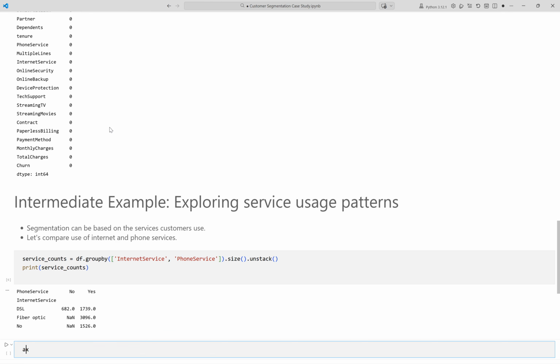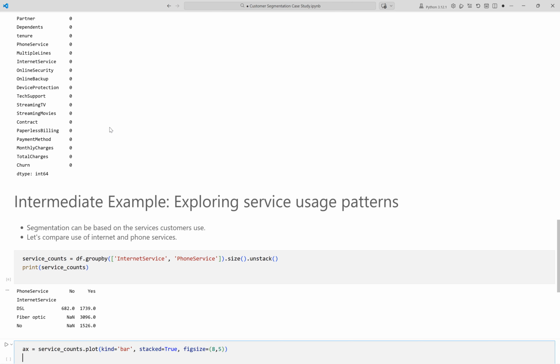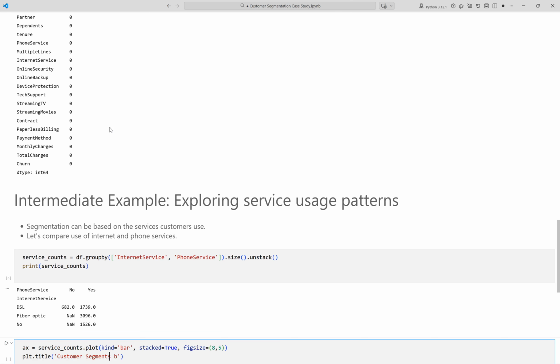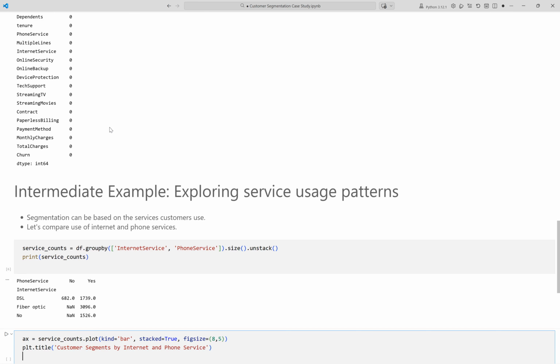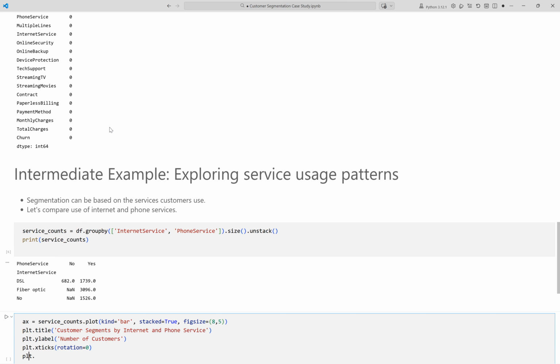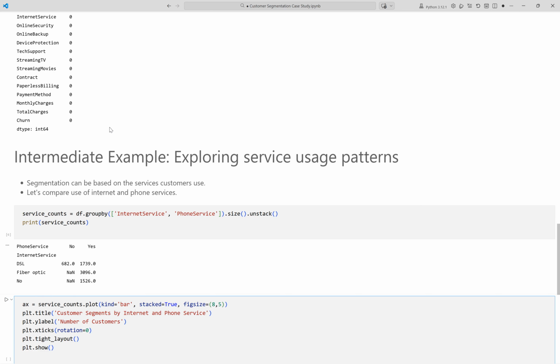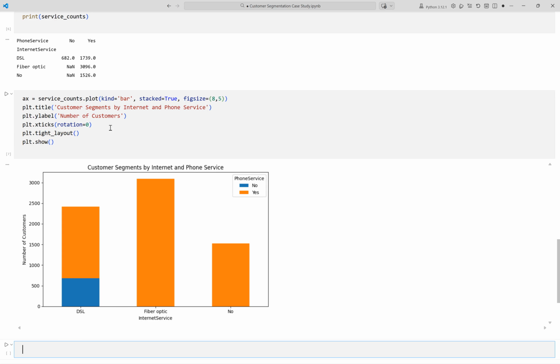We visualize the customer count by internet and phone service using a bar chart. This helps stakeholders quickly identify customer segments for targeting and upselling. Running the cell now. This stacked bar chart shows how customers are segmented based on their use of internet and phone services, highlighting the count of customers in each segment. Notice the differences in segment sizes, which helps us understand patterns like whether more customers use both services or prefer just one. This visualization connects to our goal of comparing service usage to identify distinct customer groups.